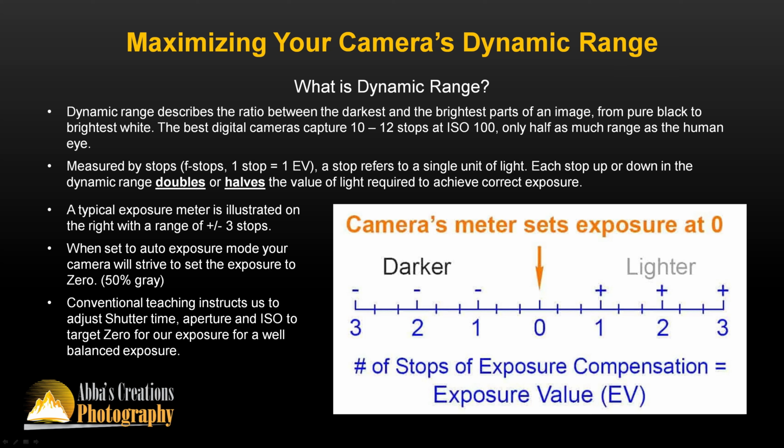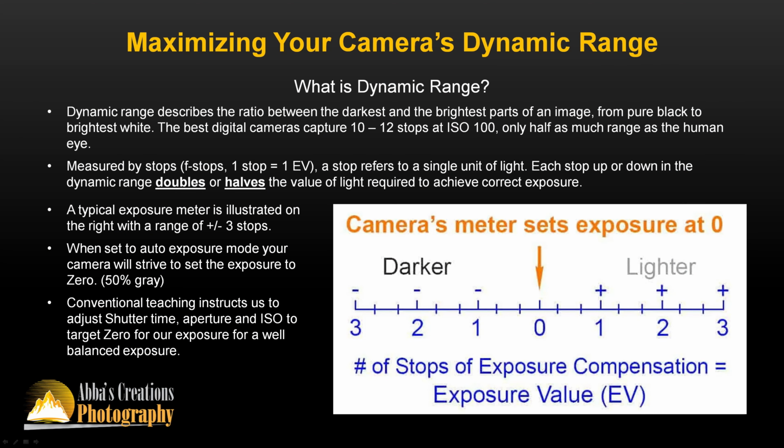The typical camera's light meter has a range of -3 to +3 stops. A camera's auto exposure will strive to set the shutter time, aperture, and ISO to a reading in the center of the meter, or 0. When shooting in manual mode, conventional wisdom teaches us to also adjust our shutter time, aperture, and ISO to a reading of 0. We will see in the upcoming slides that ETTR flies in the face of this conventional wisdom and teaching for setting exposure.